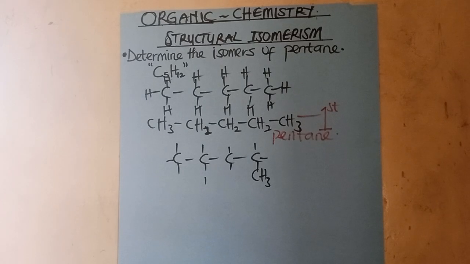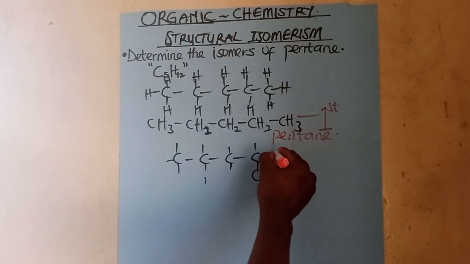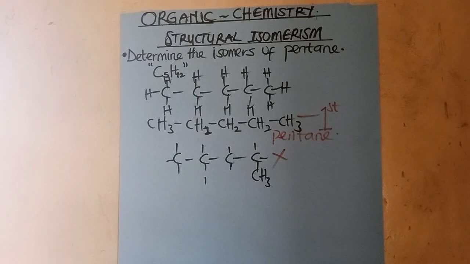So therefore, this particular drawing is absolutely wrong. Now, what do I do next? I'm trying to show you this so that you get it very well and can determine the isomers of hexane yourself, of butane yourself, of heptane, octane, and others.